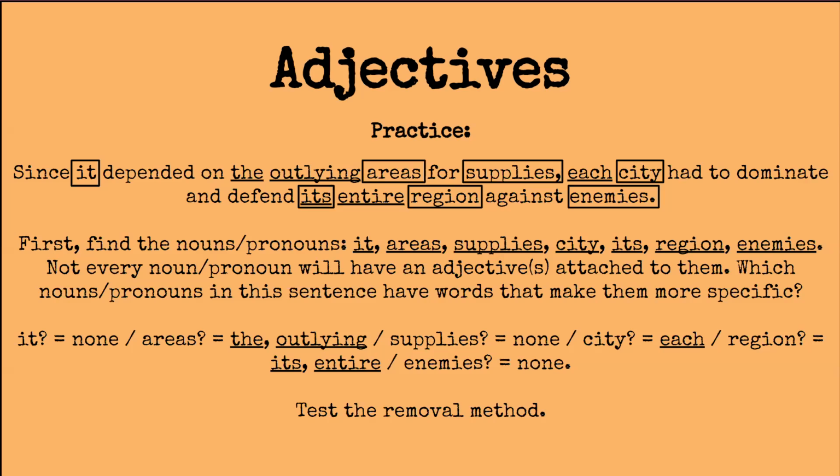Now, this was the most tricky one, I think. Because it is a possessive pronoun, its here is actually being used as an adjective because it's showing ownership over region. Now, obviously, there's another word there that almost all of you got correct, entire. Entire is the clear adjective here. It's the entire region. But because it shows possession of region, its is also an adjective. So its and entire are both adjectives as well. And then enemies does not have any further information supplied here to add adjectives to it.